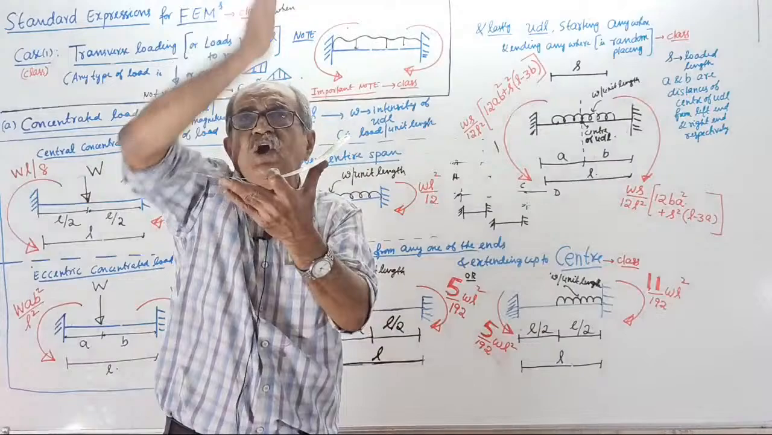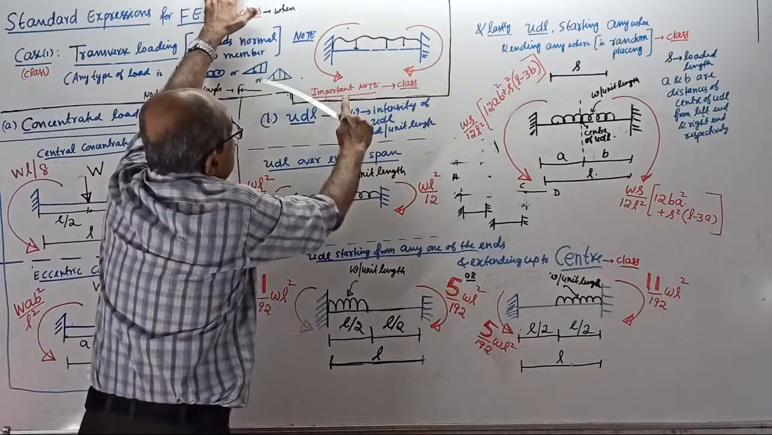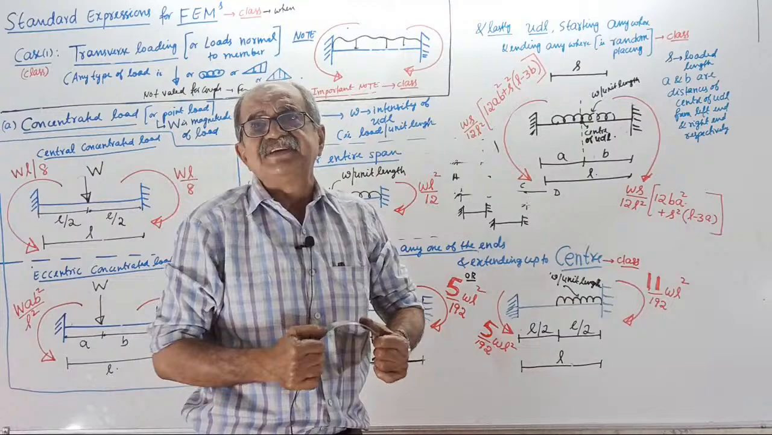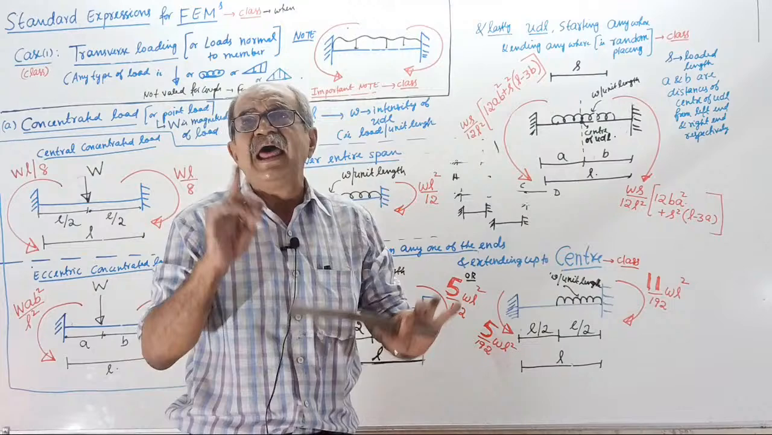Now, one side anti-clockwise, one side clockwise. Important note given in the class: the two FPMs, you should write it. The two FPMs are opposite in direction. See, when you analyze displacement method, initially direction will come. Lastly, in the bending moment diagram, sagging and hogging will come.